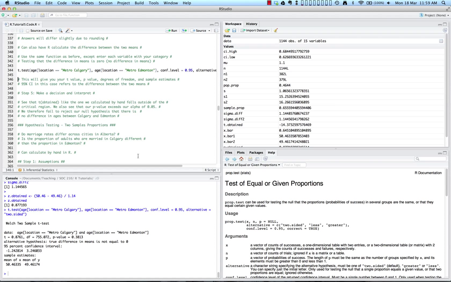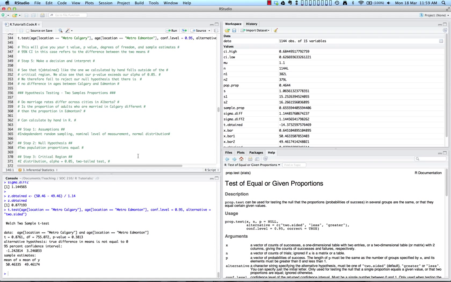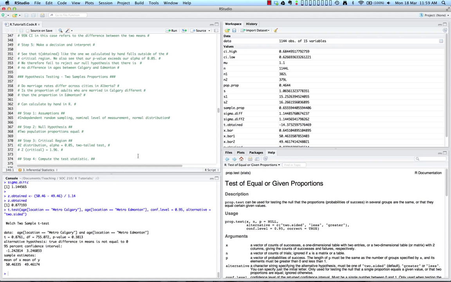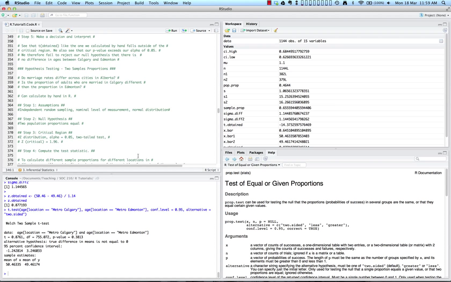So let's start by calculating things by hand in R and using our 5 steps to hypothesis testing. So step 1, we'll make our assumptions of independent random sampling, a nominal level of measurement, and a normal distribution. In step 2, we'll state our null hypothesis that our 2 population proportions are equal. In step 3, we'll decide upon our critical region and our distribution. So we have a z-distribution, an alpha of 0.05, a two-tailed test, and a z-critical of plus or minus 1.96.